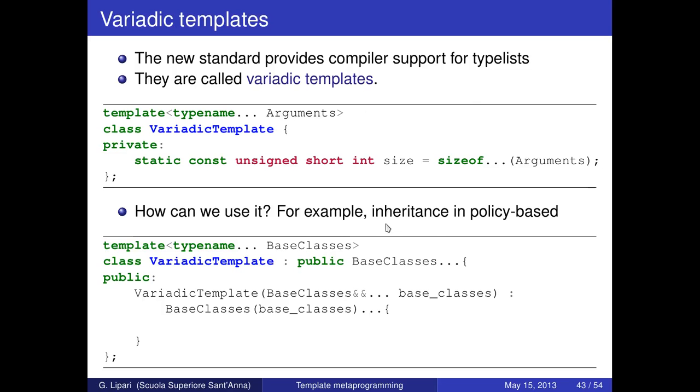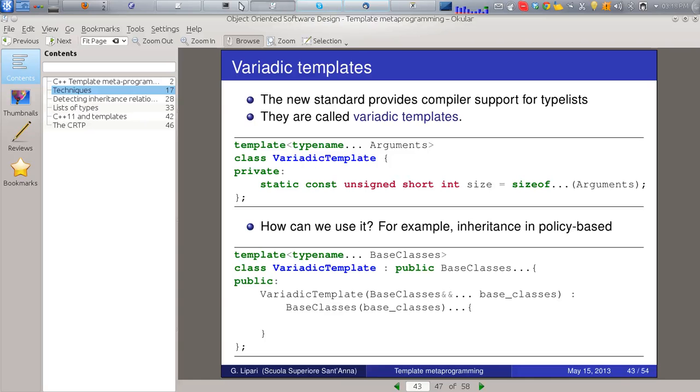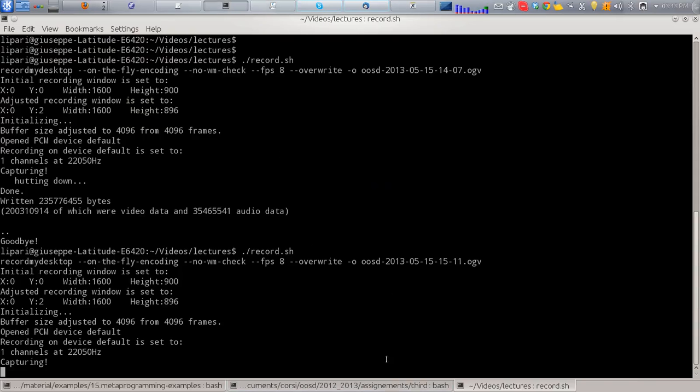For example, inheritance in a variadic way. You can write a variadic template class which derives from an unspecified number of base classes, and the constructor is going to take a number of arguments, one for each base class, and pass them to the base classes. So this is a very strange way of writing this, but it's quite useful. For example, let me see if I find an example of where I used this.